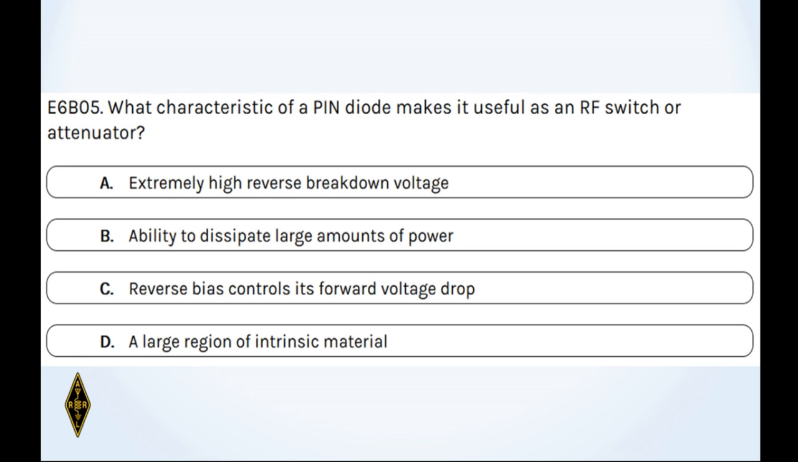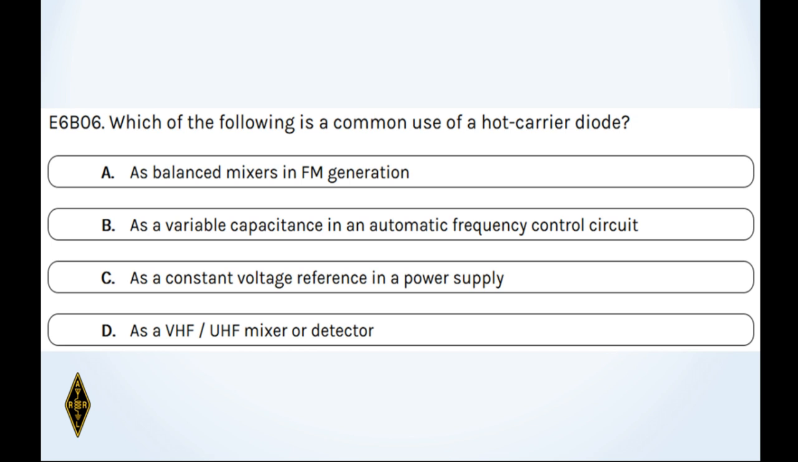And what characteristic of a pin diode makes it useful as an RF switch or attenuator? Did I hear B? D. D as in dog, yes. That large region of intrinsic material that provides a good block or attenuation for RF. And which of the following is a common use of a hot carrier diode? That's a VHF-UHF mixer or detector.